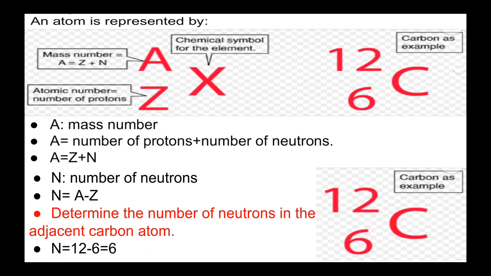Now, determine the number of neutrons in the adjacent carbon atom. N is equal to A minus Z. A equals 12 and Z equals 6. So 12 minus 6 equals 6. Then the carbon atom has 6 neutrons. 6 neutrons, 6 protons, and mass number equal to 12. And by this, since I said it has 6 protons, then automatically we know that it has 6 electrons.